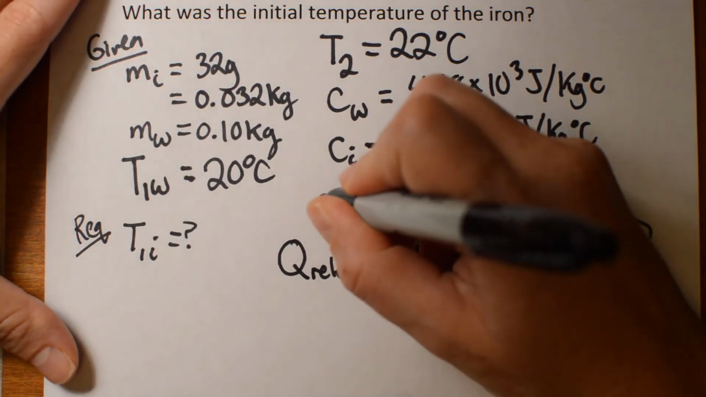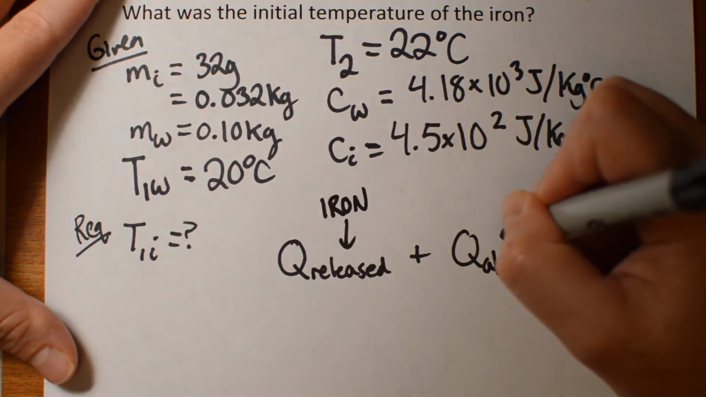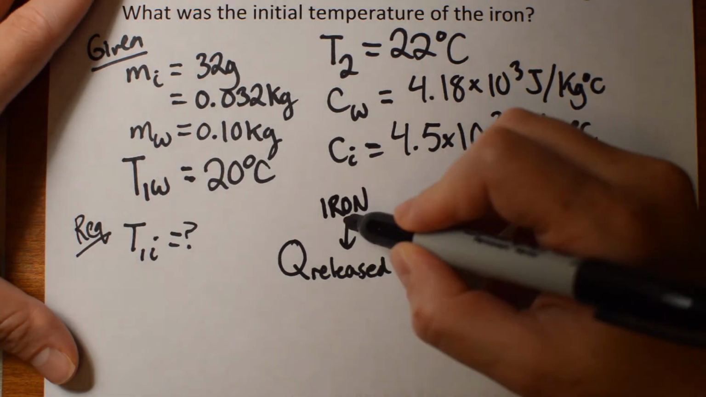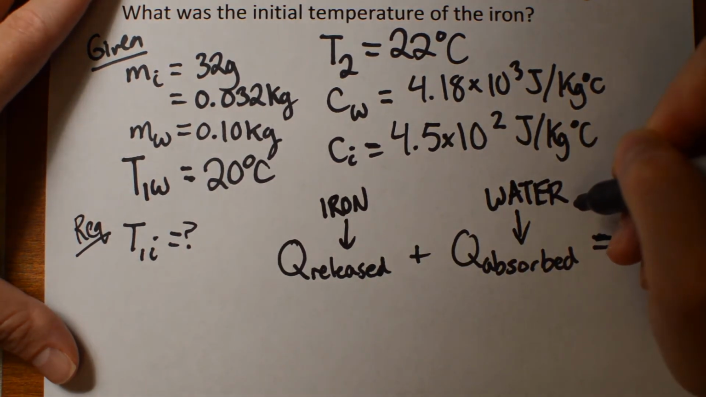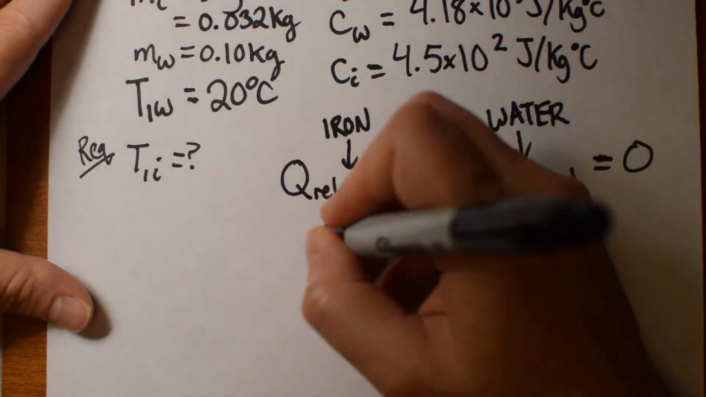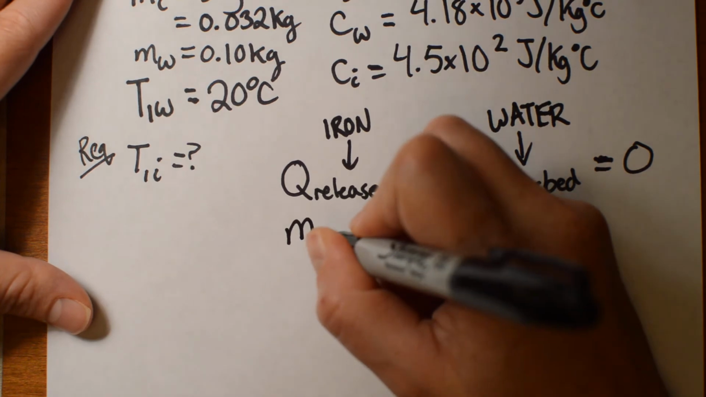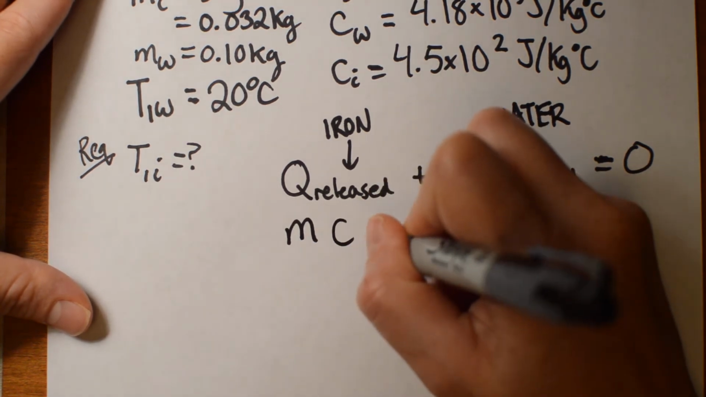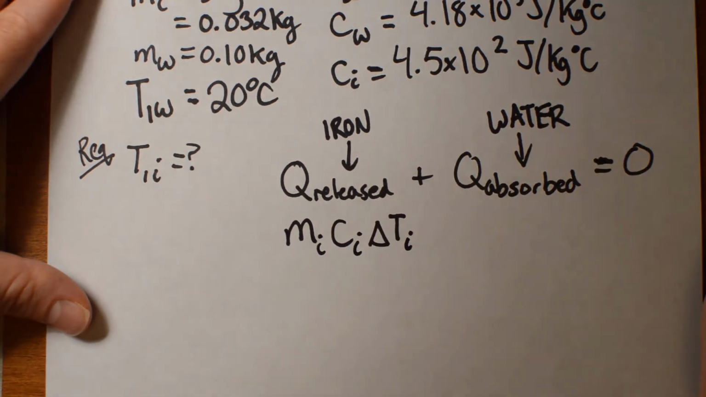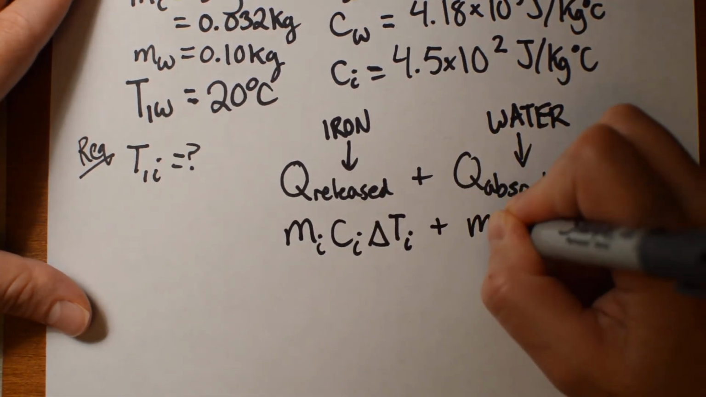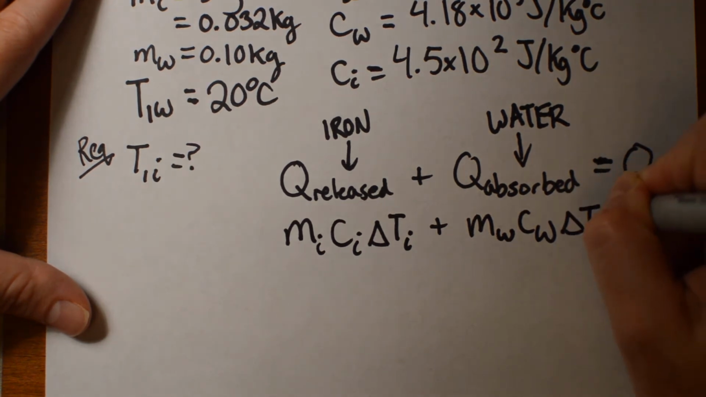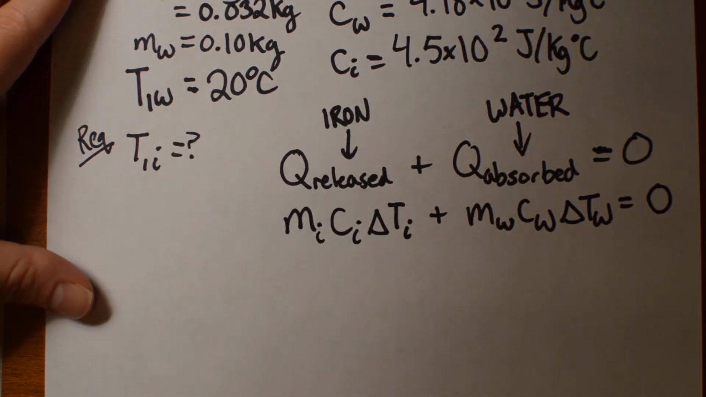So iron is the thing doing the releasing, and water is doing the absorbing here. That's because iron is cooling down and water is heating up. So it's gaining the energy and iron is losing the energy. So let's write out our equation here. This will be the mass times C times delta T, but it's the mass of the iron, C of the iron, delta T of the iron. This is the mass of the water, C of the water, delta T of the water. And that all adds up to 0.